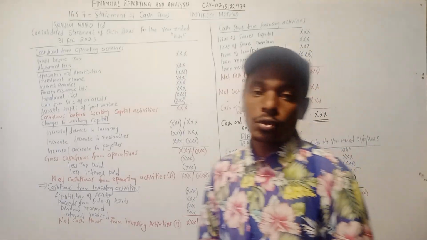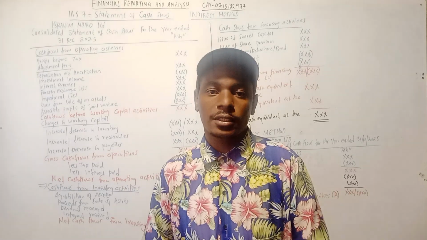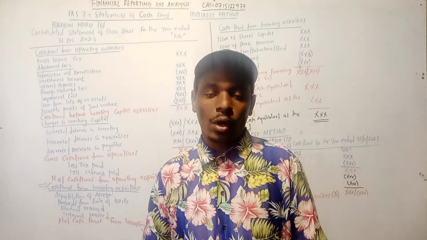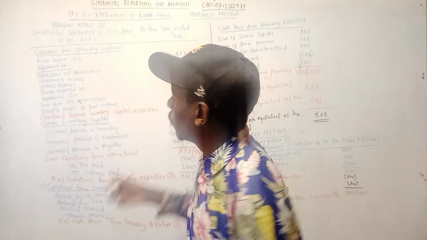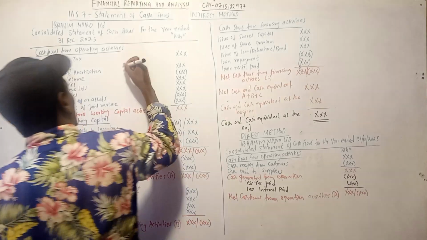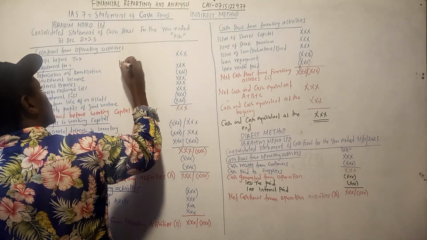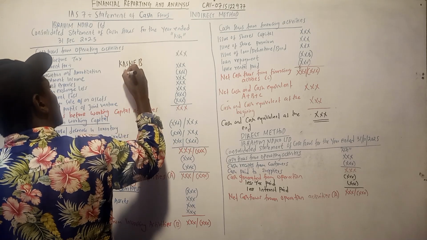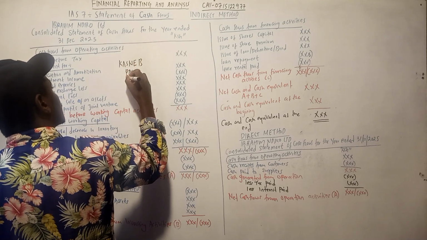So that marks the end of lesson 2 of this class. When we meet again, we shall do a question from our past paper. To be specific, we shall do a question from KASNEB past papers.